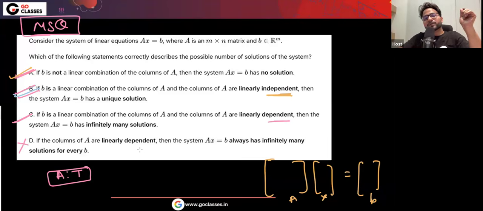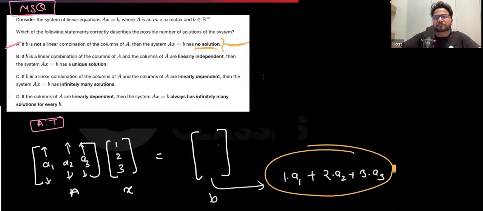So what this option is saying is that columns are linearly dependent, right? Then Ax equal to B always has infinitely many solutions. No, that is false. Why? Let me tell you. Let me explain option D here.